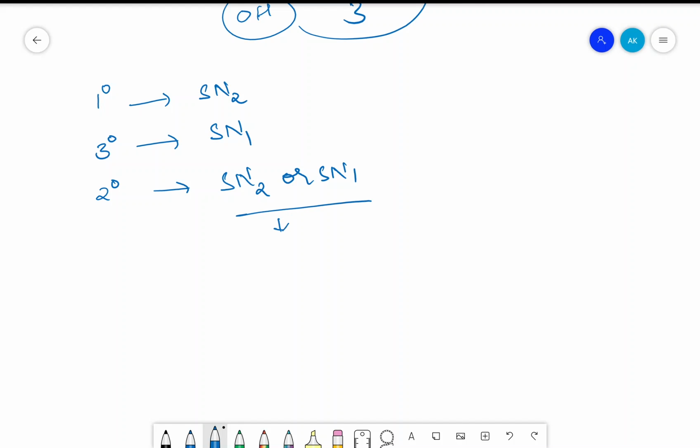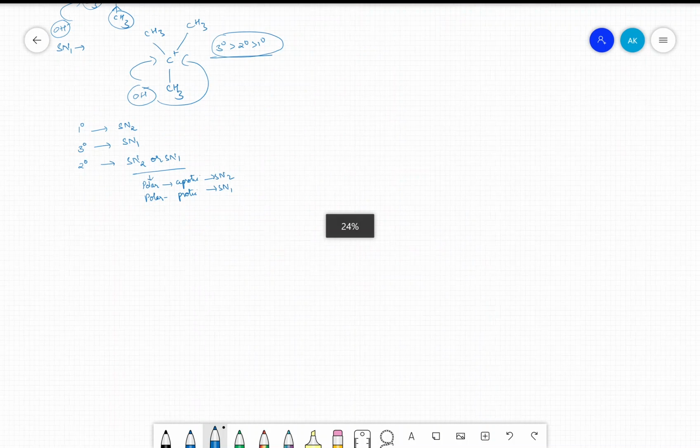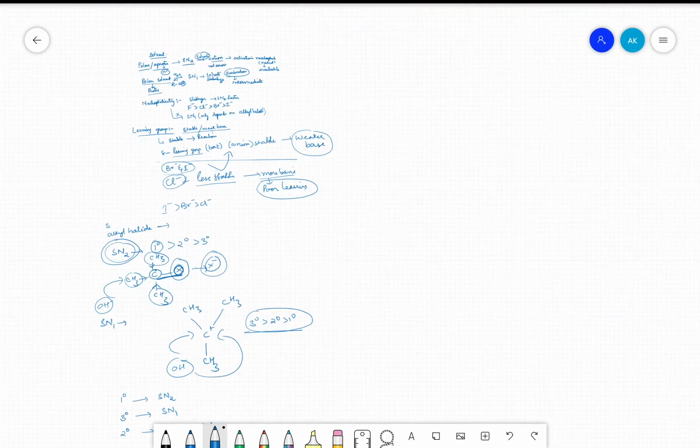If we have a polar aprotic solvent, then it gives SN2. If we have a polar protic solvent, it gives SN1. This is all that you are going to study in factors affecting SN1 and SN2 reactions.